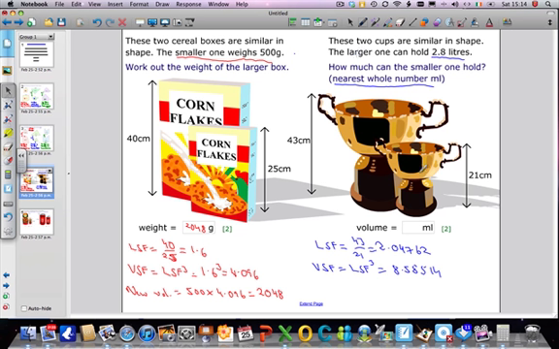Now we're told about the big shape, we're asked to work out the small shape, which means we're dividing. So the new volume is going to be equal to the old volume, which is 2.8, divided by the volume scale factor, which is 8.58514.